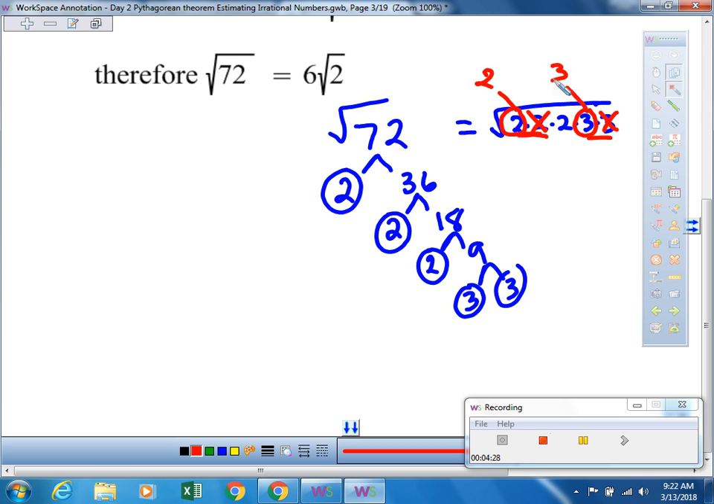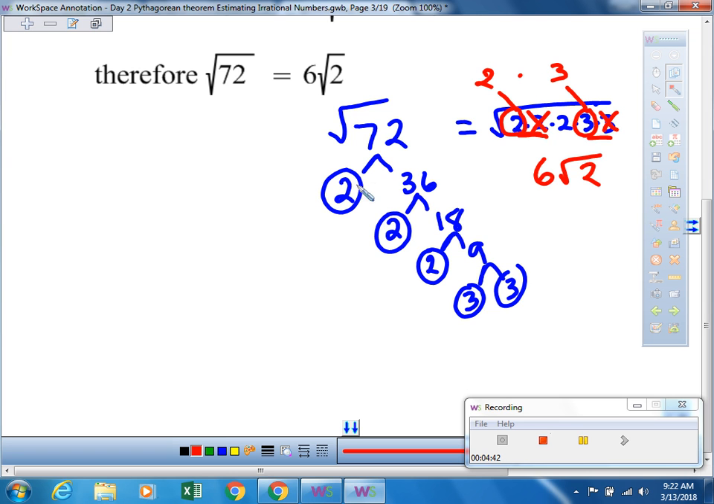Well, what did I take out? I took out a 2 times 3. 2 times 3 is 6. That's what I took out of the radical. What's left inside? 2. There's my answer. Did I get the same answer? Yes. So sometimes you're going to want to do a factor tree.